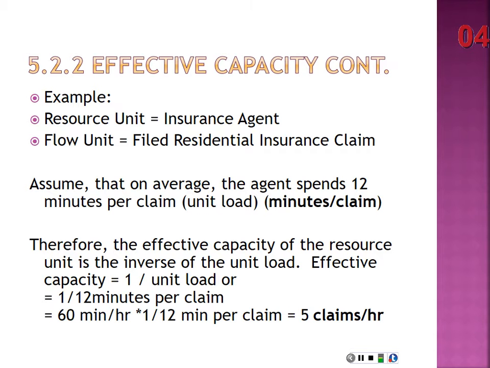So if our unit load is 12 minutes per claim, then you would say that the effective capacity of that resource unit is 1 per 12 minutes per claim. Okay? And then you're going to turn around and you're going to say, that doesn't make a lot of sense to me, so I'm going to convert that into how many claims they can work on per hour. So I'm going to take 60 minutes per hour times 1 over 12 minutes per claim, and it comes back at 5 claims per hour. Okay?